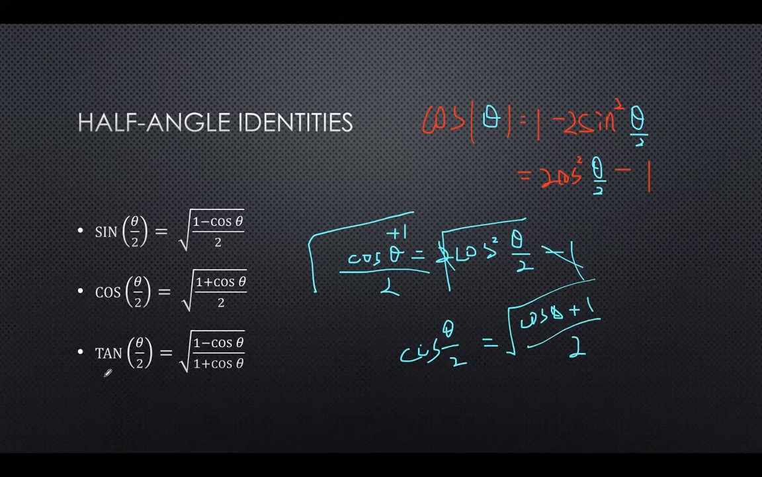And for tangent, remember tangent is equal to sine over cosine. So you divide these two radicals and you simplify into 1 minus cosine over 1 plus cosine. Okay. Any questions?